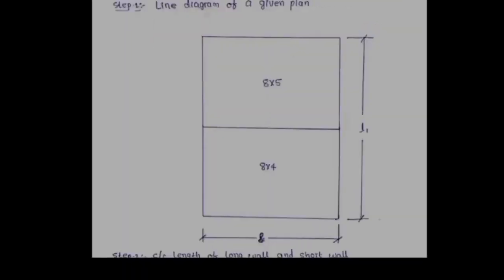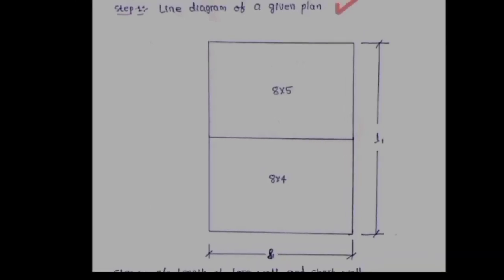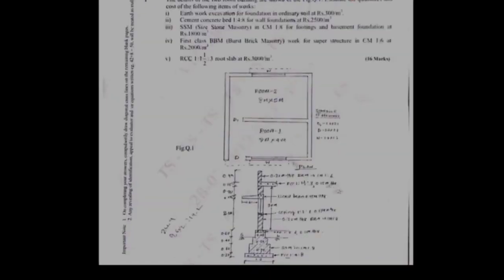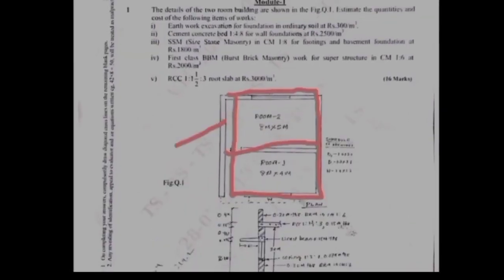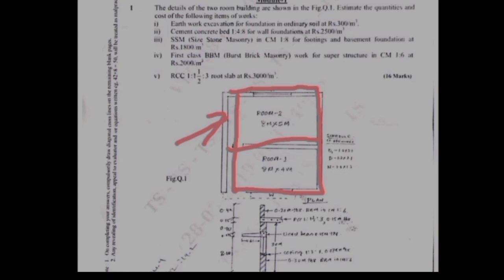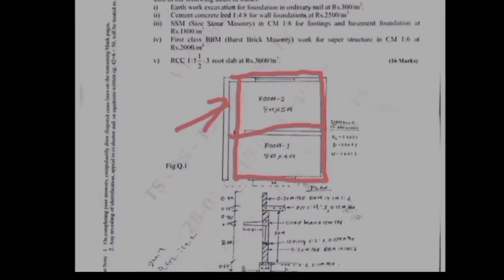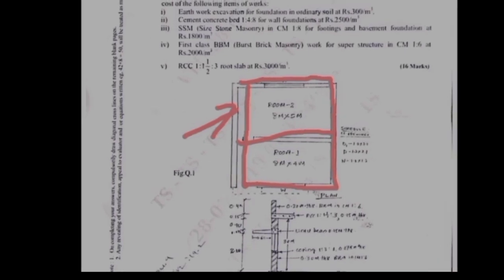Now coming to the first step, that is the line diagram of the given plan. I will show you how to draw a line diagram of a plan. You just draw a line on a plan, and that will become the line diagram of the plan. This wall is a 30 centimeter thick wall, so all walls are main walls. If a partition wall is there, we have to calculate the length of long wall and short wall for both the partition wall as well as the main wall.